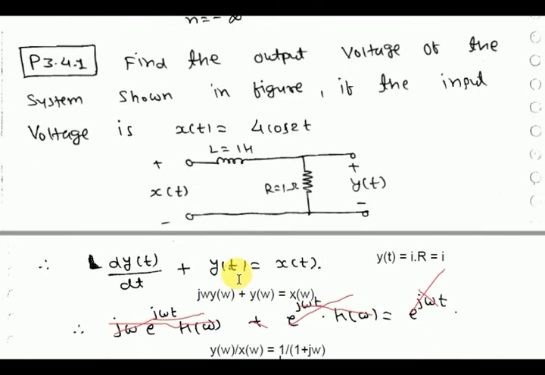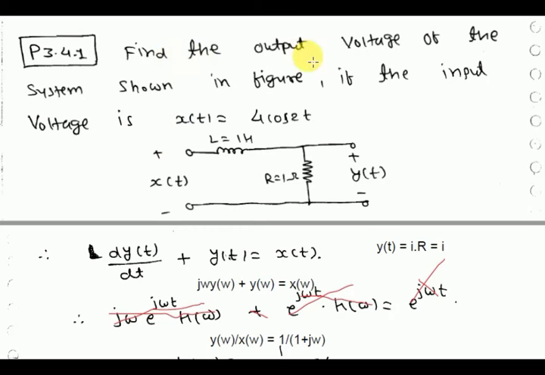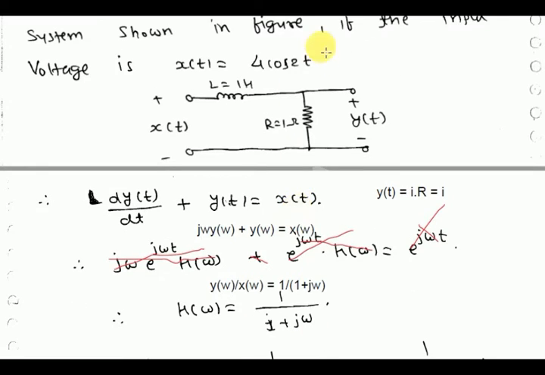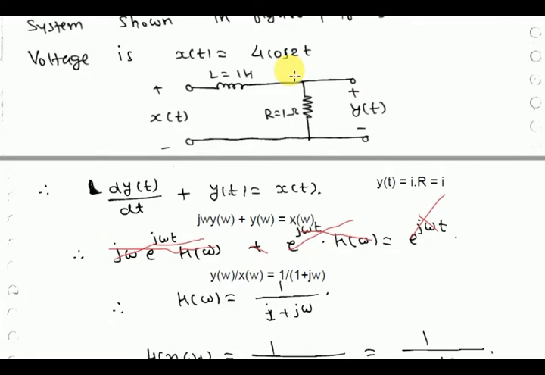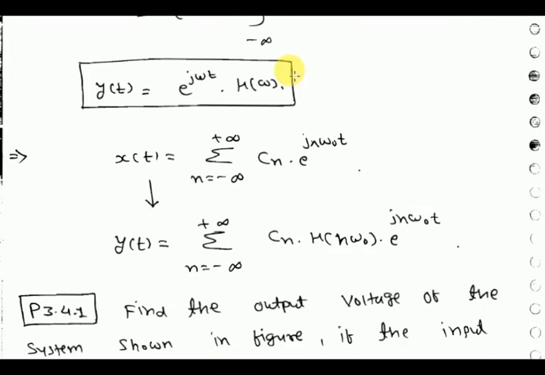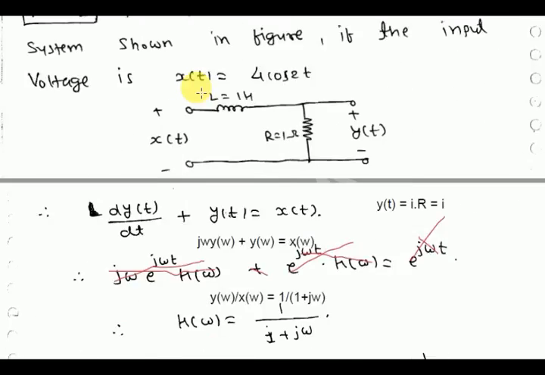One problem is related to that periodic input. Find the output voltage of the system shown in the figure if the input voltage is this. We have to find y of t, and x of t, the input voltage, is given. First of all we find h of omega. It is also periodic. Complex exponential, cos, sine are all periodic and all are eigenfunctions. You can apply this formula for cos or sine as well.